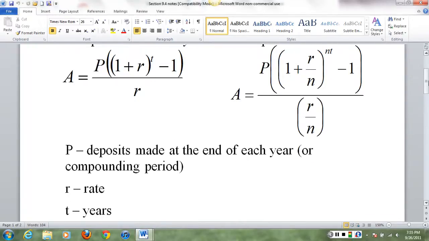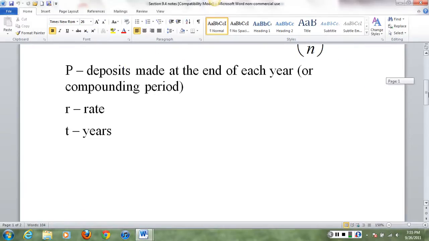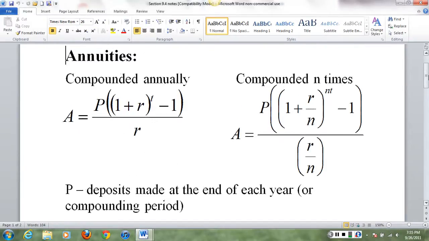And this is our breakdown. P is the deposits made at the end of each year or end of each compounding period, since we are using ordinary. R is the rate, T is the years, and N is the number of times compounded per year for these equations. So when you're finding the future value of an annuity, that's what A represents in each of these equations. You just put in the appropriate numbers.